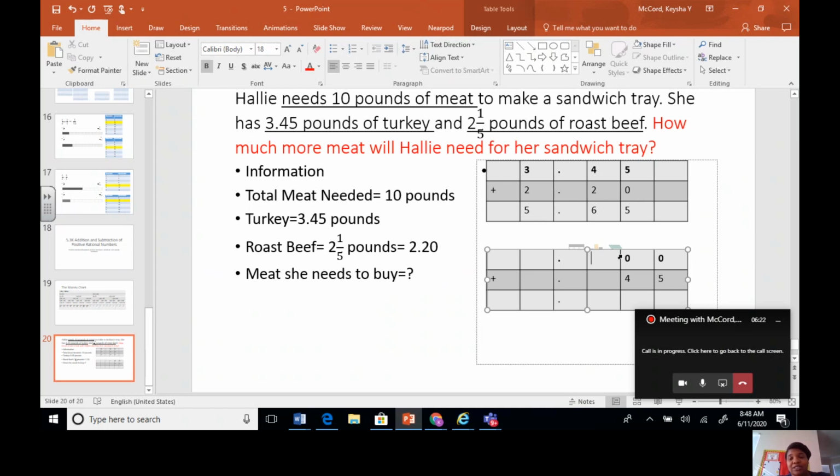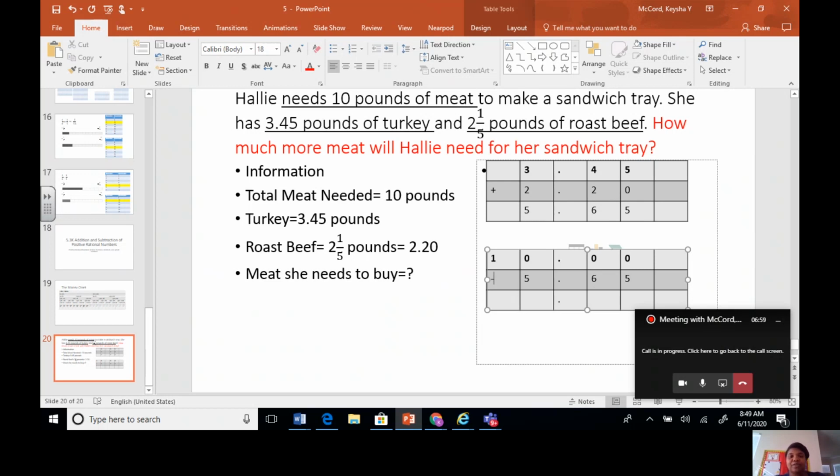Now, how much meat does she need? 10 pounds. So what I'm going to do is very simple. I am going to subtract what she has from 10. So I have 10 pounds minus 5 and 65 hundredths. Now, remember what we talked about on Monday? Remember what we talked about on Tuesday? I can't leave these 2 spots blank because I have numbers below it. I need to add something, zeros.